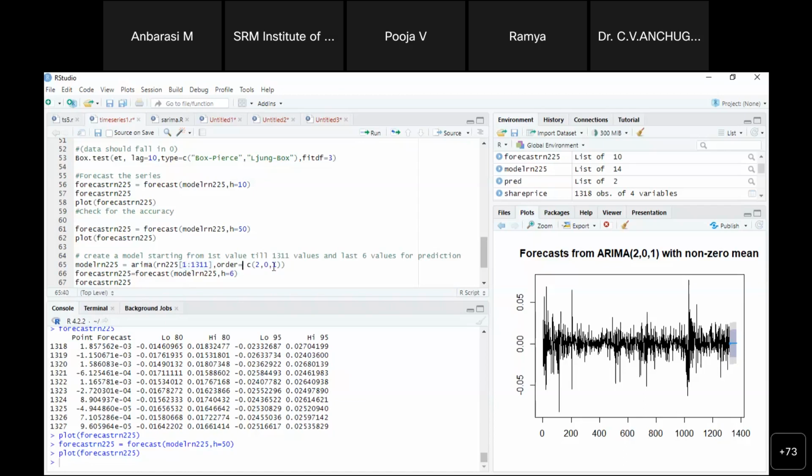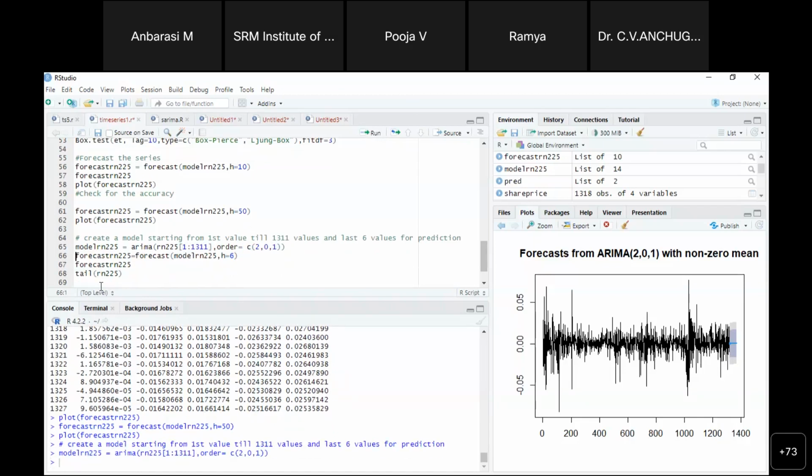I want to apply this ARIMA model, and then I want to predict the remaining next 6 values. Suppose, for example, in this case I'm going to create a model only up to this range, from 1 to 1311. Only up to these data sets I'm going to consider.